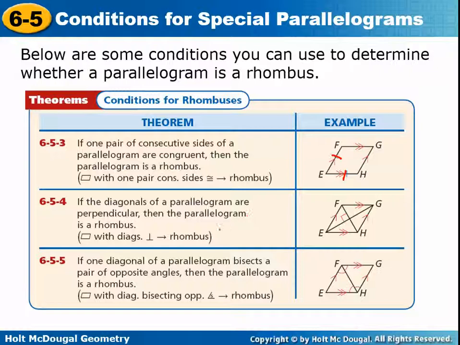Okay, there's another theorem that says if the diagonals of a parallelogram are perpendicular. So again, you need to know it's a parallelogram by whatever means, and then if you know that these two diagonals intersect at right angles, that's enough to know you have a rhombus. And finally, if one diagonal of a parallelogram bisects a pair of opposite angles, so if this angle is congruent to this angle and this angle is congruent to this angle, then you know you have a rhombus. And again, all of these have to start with knowing that it's a parallelogram. You have to determine that first if they don't tell you.